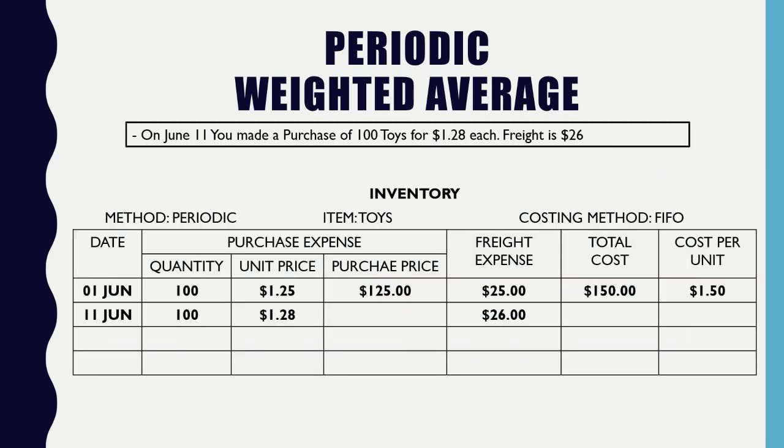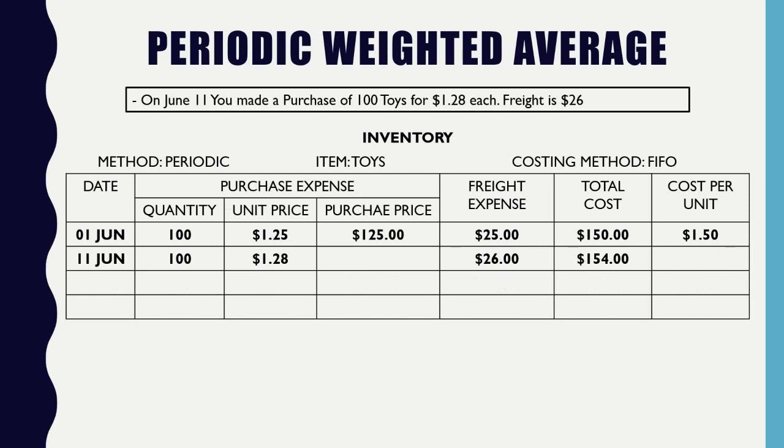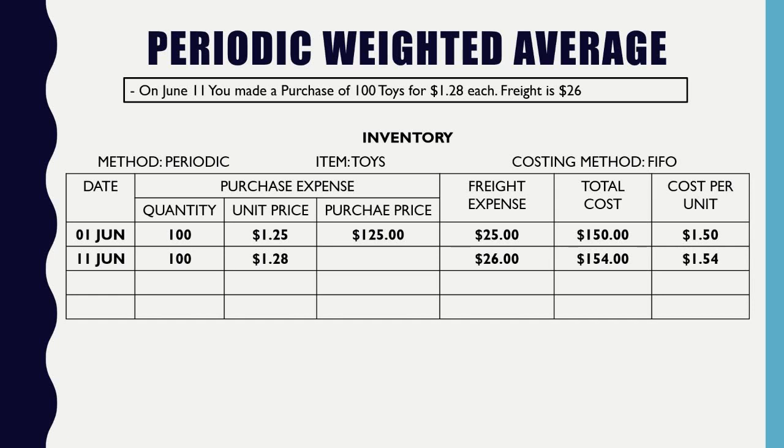Now we're going to put it again in our inventory worksheet. Here we have 100 items for $128 and freight is $26. Purchase price is $128, and our total is $154. If you like, you can do your cost per item. We're already towards the end of the period, so we're going to call June 15 our end of the period. We need to calculate our totals at the bottom.